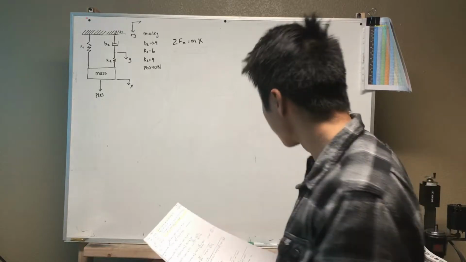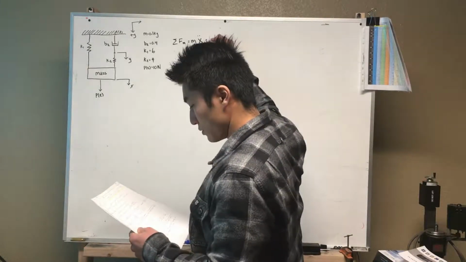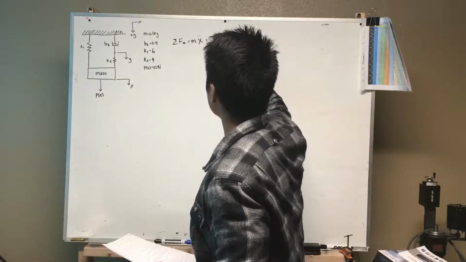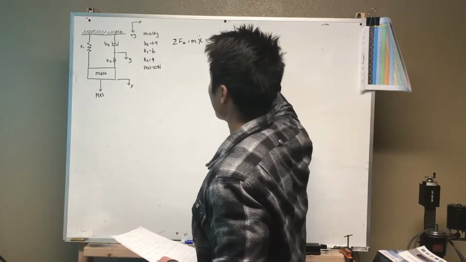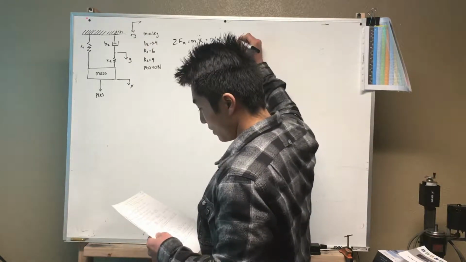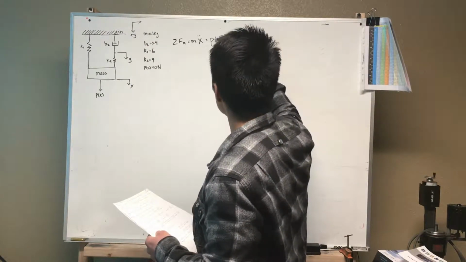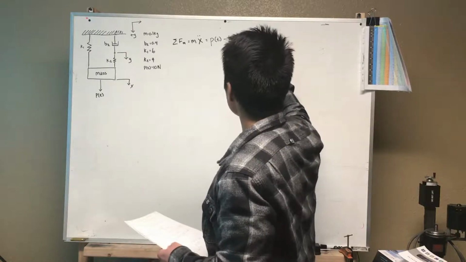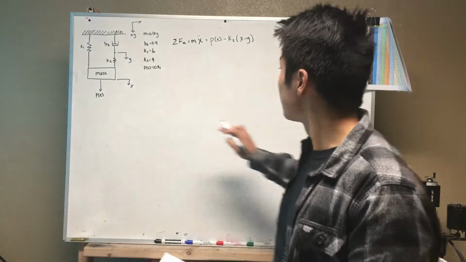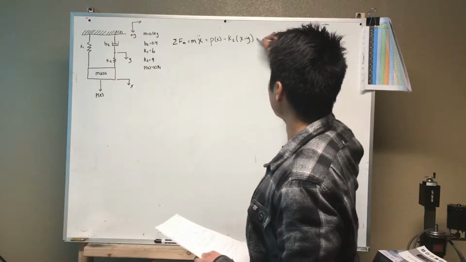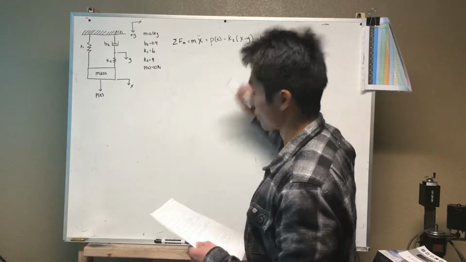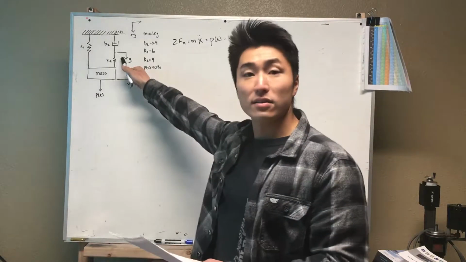So m x double dot equals, let's say that that's positive, so we have a p(t), and we've got negative k2, then x minus y, where x and y are just displacements. We have minus k1 x.